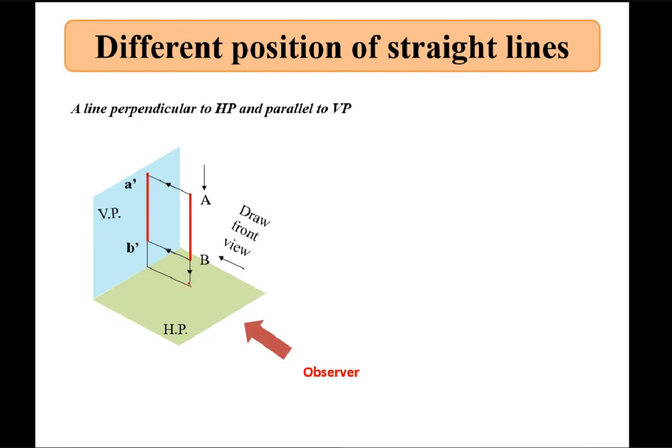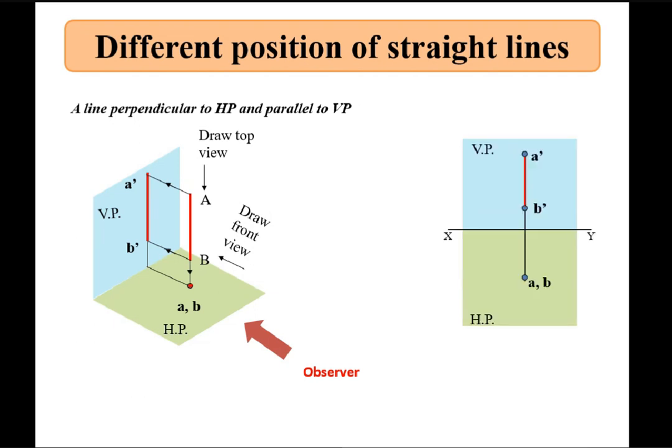So how will I name this point? It will be A comma B. So this is A comma B. Correct? Any problem in understanding this? Great. So this is how your projection will look.